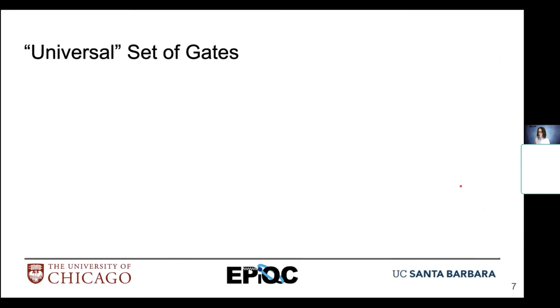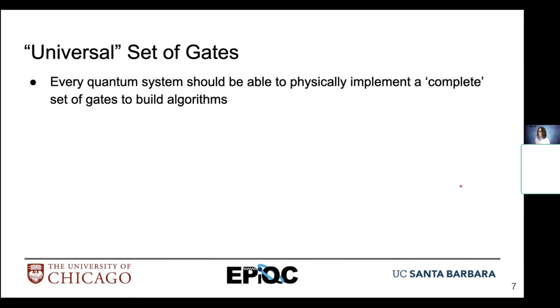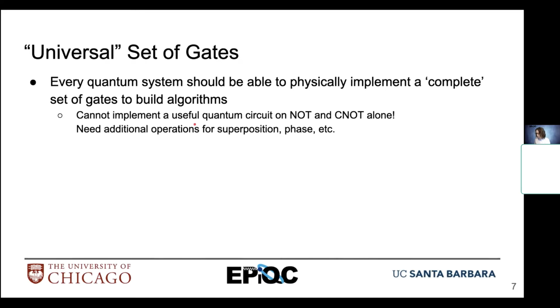The next requirement is a universal set of gates. Whenever we look at a universal set of gates, that basically means that we should be able to implement every quantum algorithm we want on the device. So we call that a complete set of gates, complete enough to build arbitrary algorithms for execution on that device. So what does that mean exactly?